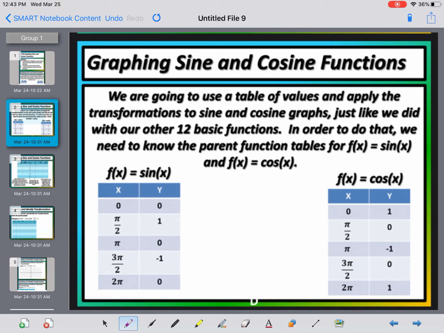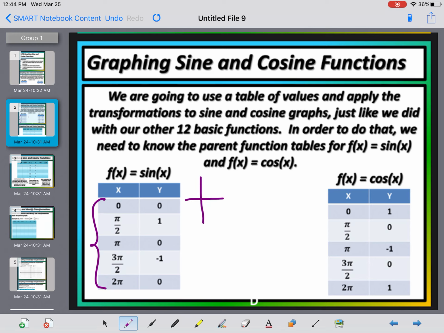Now we went over this when we did 3.7a, day 1. In that discovery activity, it showed you the parent function for sine and cosine, and you were asked to make a table of values in your work. But these are the parent functions for sine and cosine. So you'll see that the x values are the same in each function. We go 0 to 2 pi. The y values are what's different.